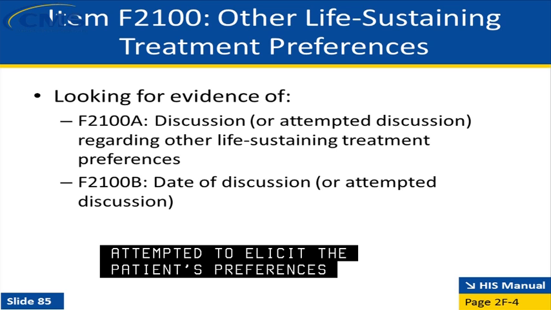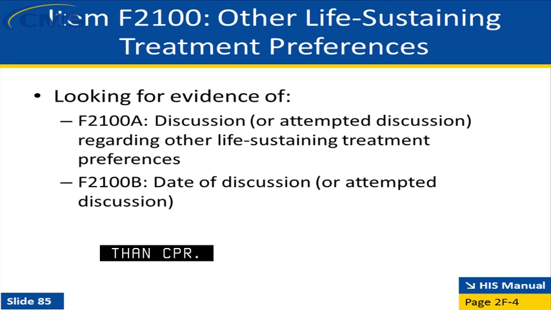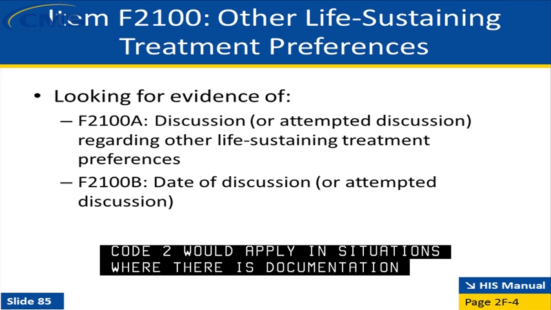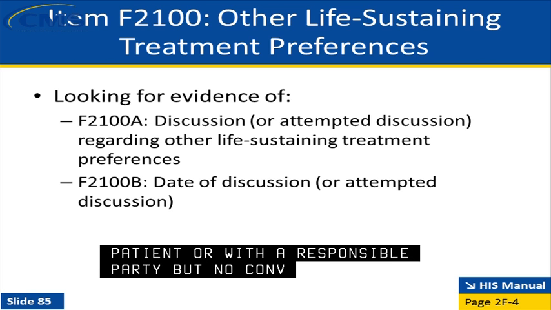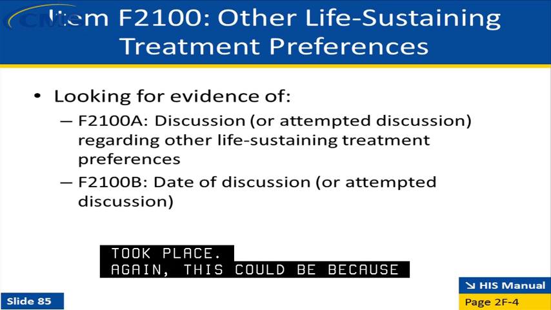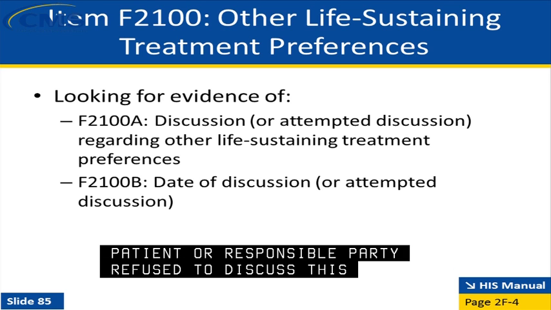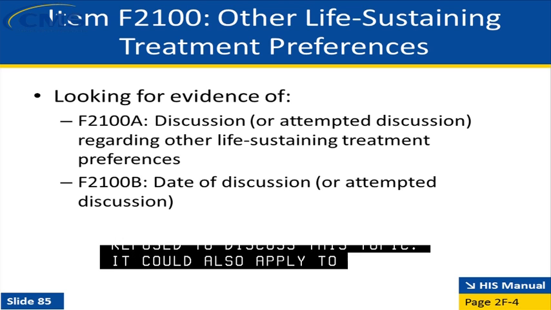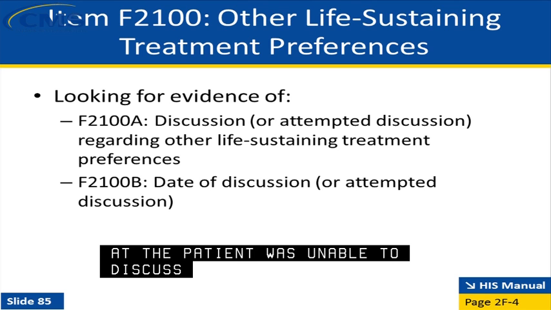Code 2, again, would apply in situations where there is documentation that the hospice attempted to have a conversation with the patient or the responsible party, but no conversation really took place. And again, this could be because the patient or the responsible party just flat out refused to discuss this topic. It could also apply to situations in which the hospice attempted to discuss the topic, but the patient was unable to discuss because maybe of their clinical status, and the responsible party also refused to discuss.